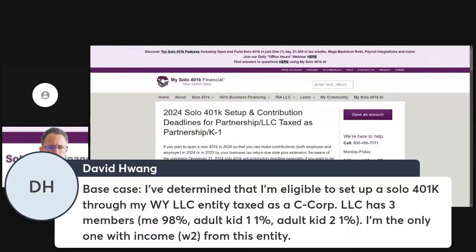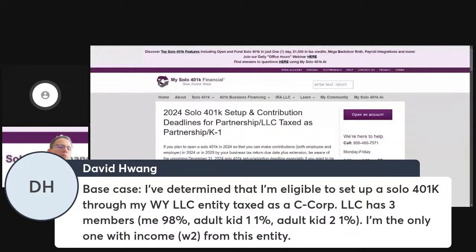So your kids are going to have to own at least 3% or more of that entity in order for you to qualify for a solo 401k plan. Because a solo 401k is for owner-only businesses. And if we're talking about non-spouses, in this case, your kids who are adult kids, they're going to need to own at least 3% or more of that LLC in order for you to be able to contribute to the solo 401k.